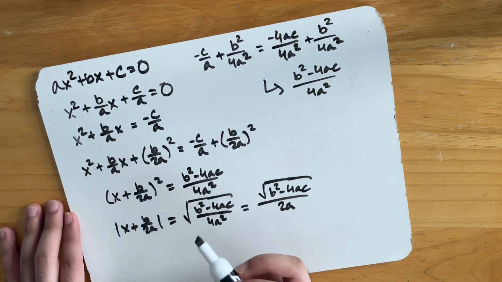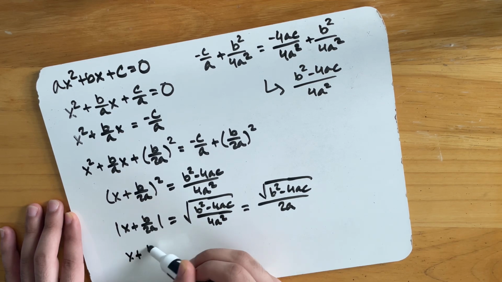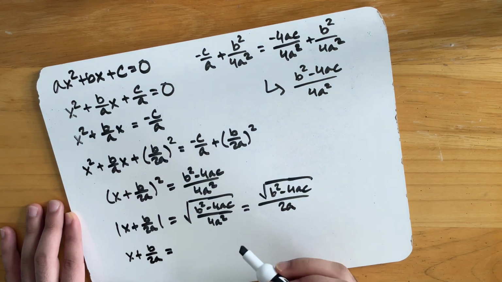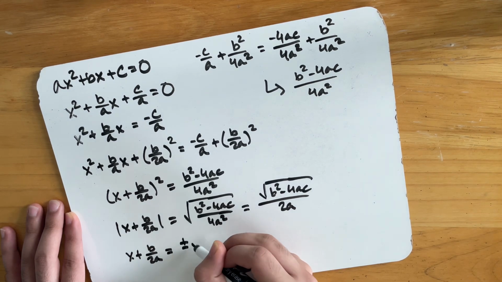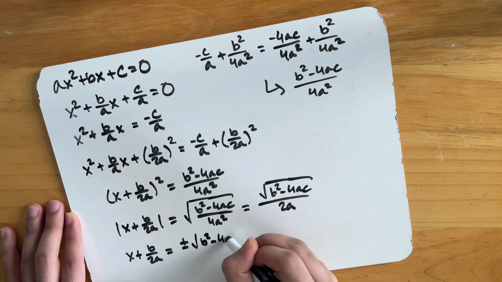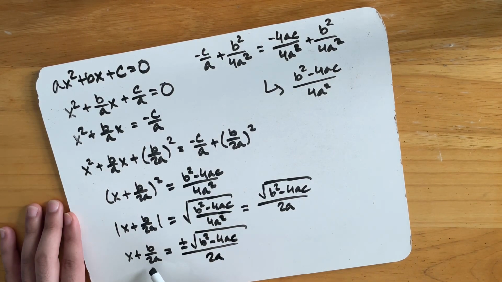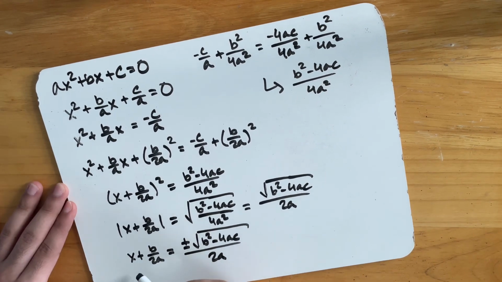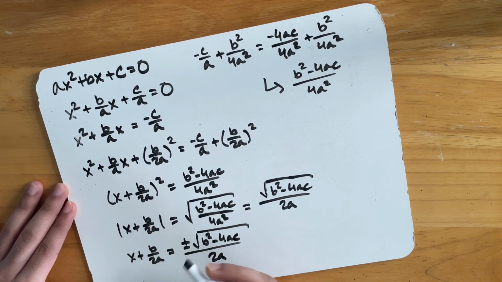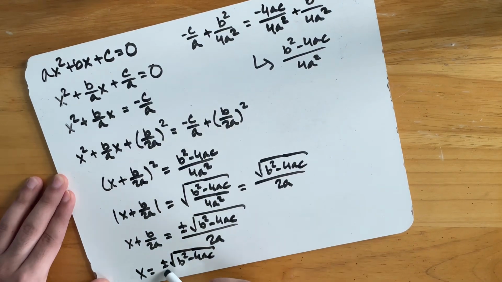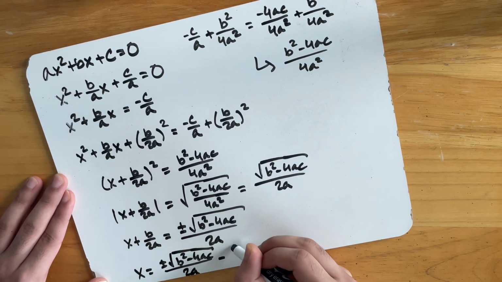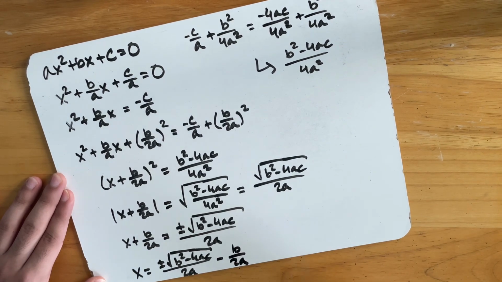So we'll break down the absolute value bars now. We get x plus b over 2a, and we do a plus or minus, so it's plus or minus the square root of b squared minus 4ac all over 2a. And look at that, the denominator here is also 2a, so we can just do a subtraction. We'll subtract b over 2a from both sides. So you get x is equal to plus or minus the square root of b squared minus 4ac, I'm kind of running out of space here, over 2a minus b over 2a. I think you all can read that.